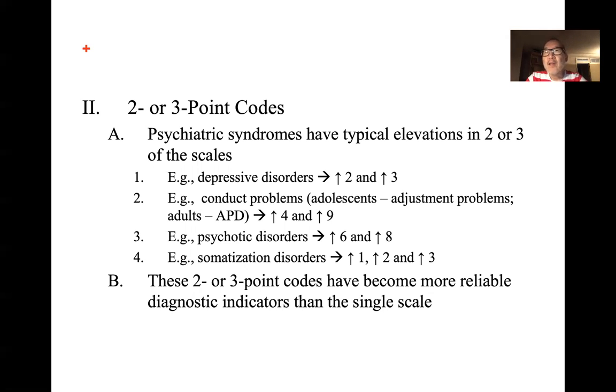So that's the idea: based on elevations, looking at the personality profile suggests the probability of a particular diagnosis. And these 2 or 3 point codes have become more reliable than any single scale. So you can't rely on just 2 for whether someone is suffering from depression or not. You've got to be looking at 2 and 3.